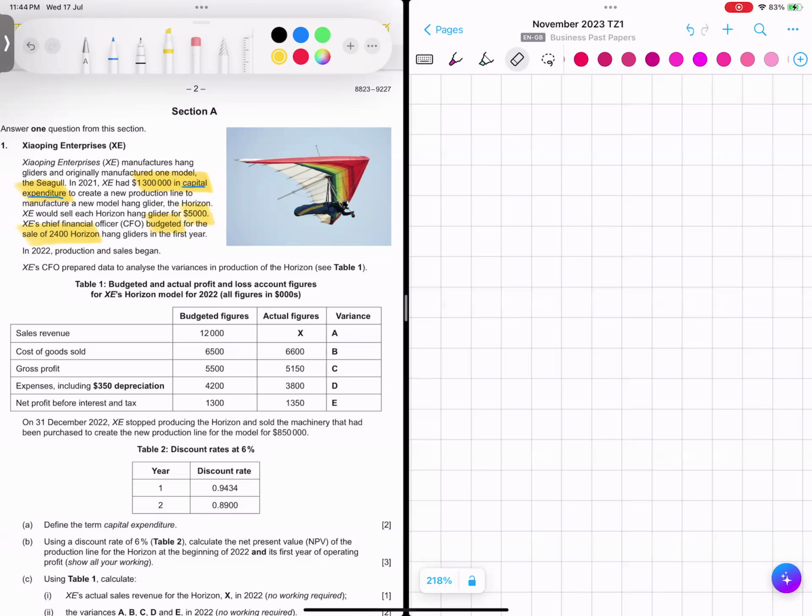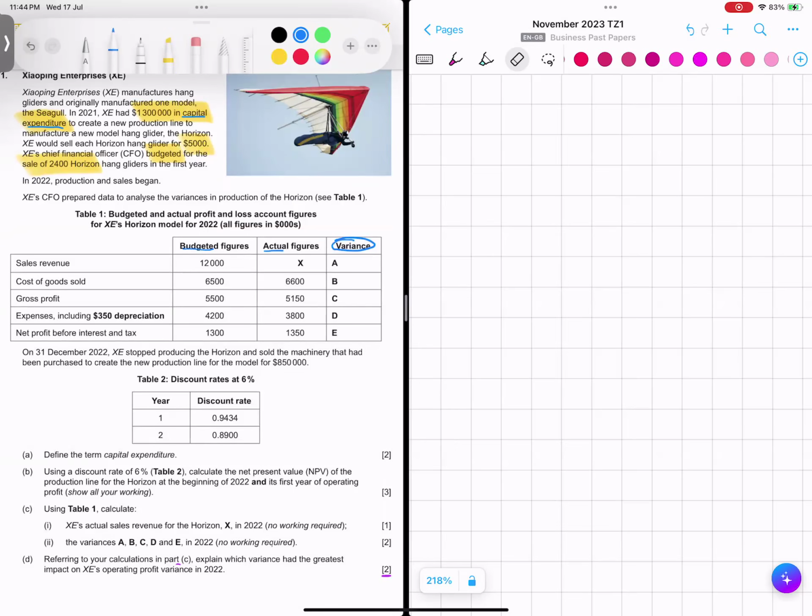Then we have the budgeted and actual profit and loss account figures for the year 2022. We have the budgeted figures, the actual figures, and the variance, which is very important. On 31 December 2022, XE stopped producing the Horizon and sold the machinery that had been purchased to create a new production line for $850,000. And here we have our discount rate, which is very important. It's very important to keep all of your numerical data highlighted, because in section A of paper 2, you will be responsible for calculations. So let's begin.